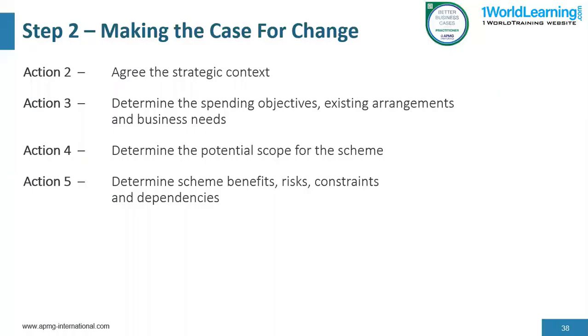Now let's do a bit of a deep dive. This particular module covers steps number 2 and number 3. In step number 2, we make the case for change. As a part of making the case for change, we agree the strategic context. We determine the spending objectives, the existing arrangements, and the business needs. We determine the potential scope for the scheme, and we determine the scheme benefits, risks, constraints, and dependencies. These are the actions pertaining to step number 2. Now let's do a deep dive into each of the actions.